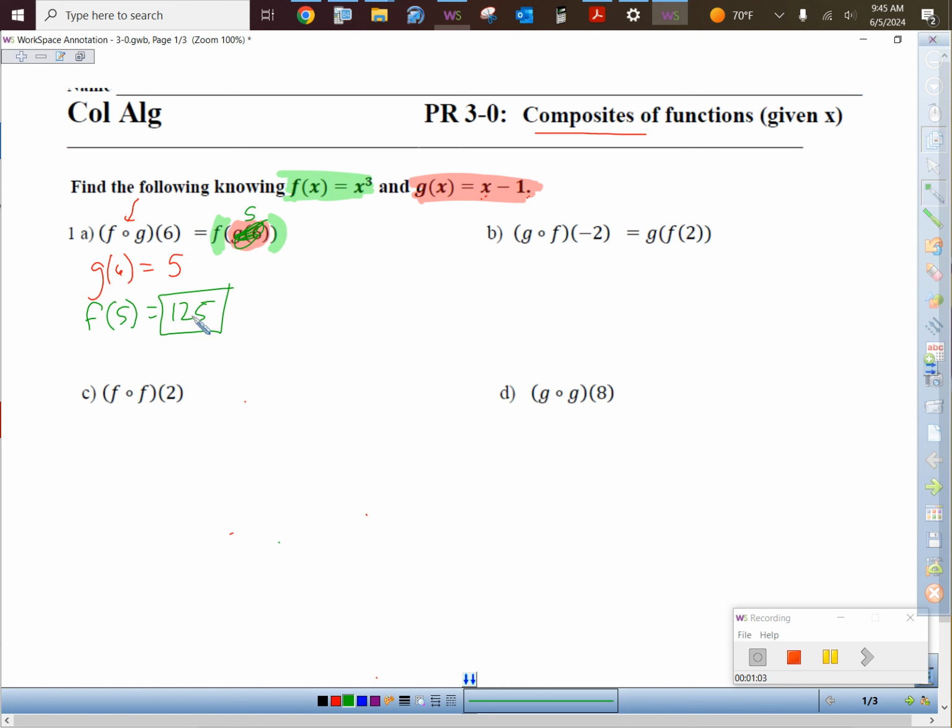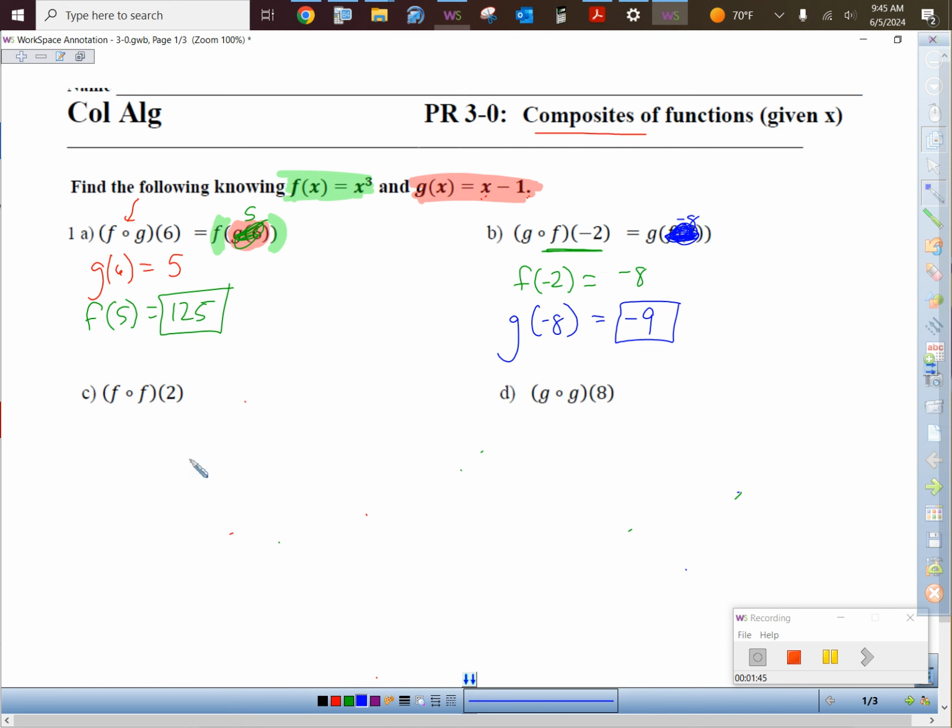If we do that here, I have to find g of f of negative 2. That means f goes first because g is following f, so I need to find f of negative 2. That means I need to put negative 2 in here. Negative 2 cubed is negative 8. You can always punch that into a calculator if you want. So I have f of negative 2 is negative 8. And now I need to find g of negative 8. Negative 8 minus 1 is negative 9. And that's the final answer. g of f of negative 2 turns out to be negative 9.